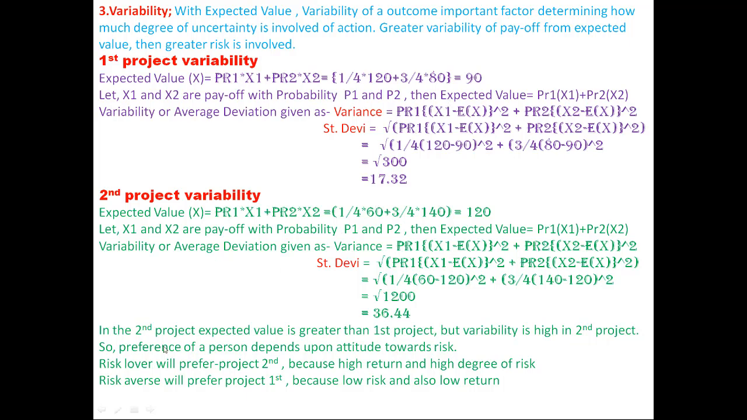If the individual is a risk lover, obviously they choose this one with 120 expected value and greater variability. If the person is a risk avoider, obviously they choose this 90 with 17.32 standard deviation variability.